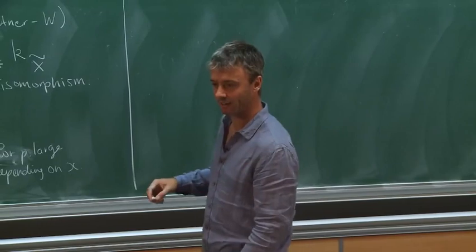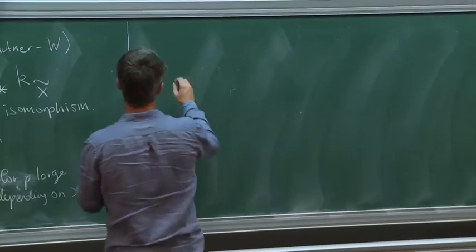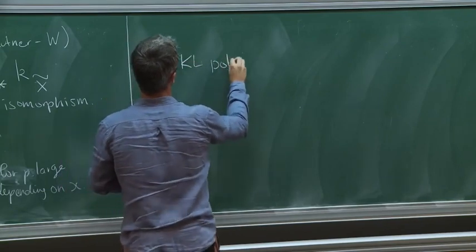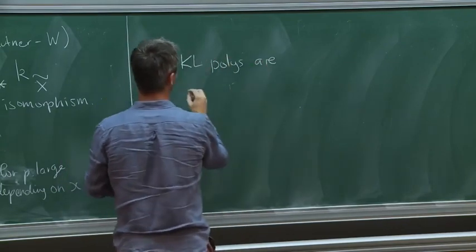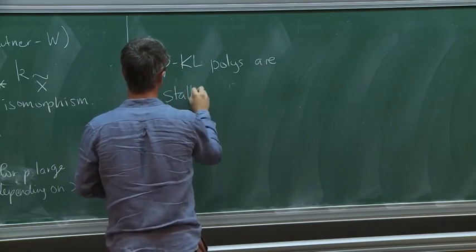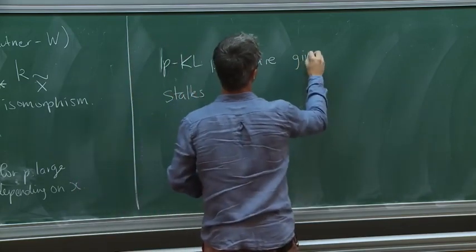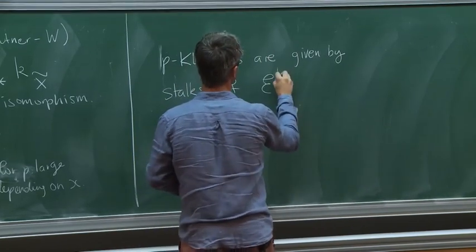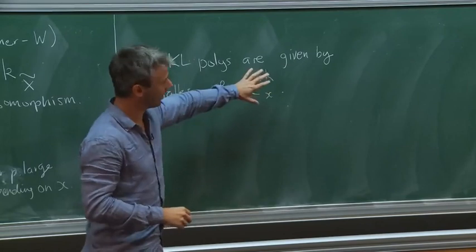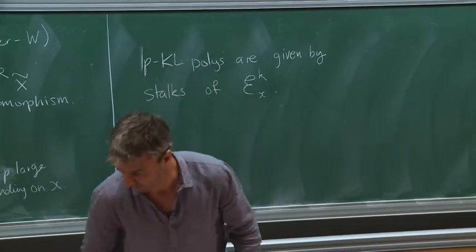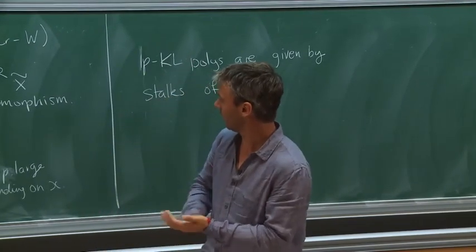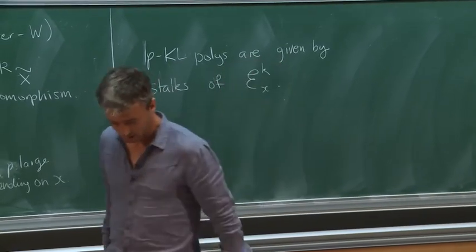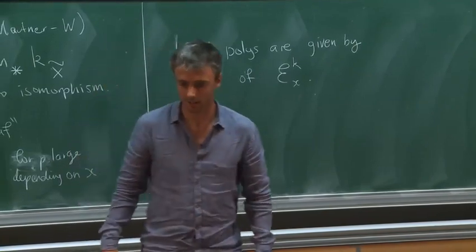Let me write one more sentence that finishes my talk. So the Kazhdan-Lusztig polynomials are defined to be, are given by, the stalks of these E_x K. And there's a completely different way of understanding these guys via some diagrammatic algebra, which allows you to compute things with them. But I won't go into that, so thank you very much.